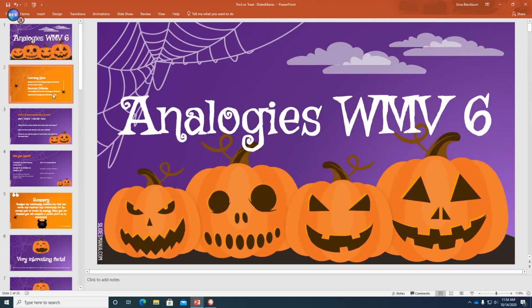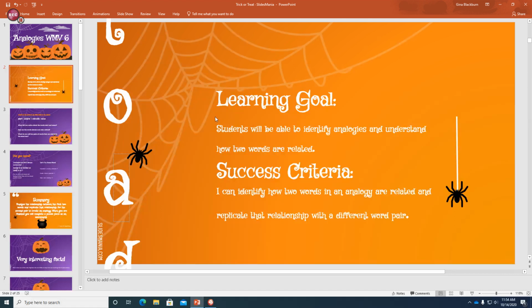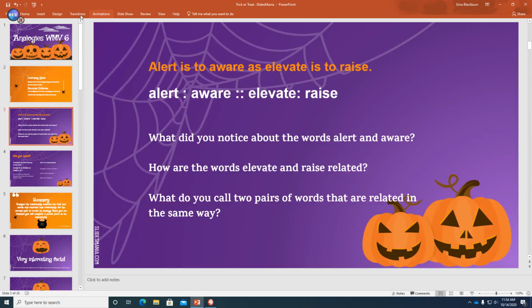Analogies, you can see that. Okay, our learning goal: students will be able to identify analogies and understand how two words are related. Our success criteria: I can identify how two words in an analogy are related and replicate that relationship with a different word pair. Okay, very good. That's really important. So we'll look at the first two words, see how they're related, and then we're going to replicate that same relationship with a different word pair. All right, very good.